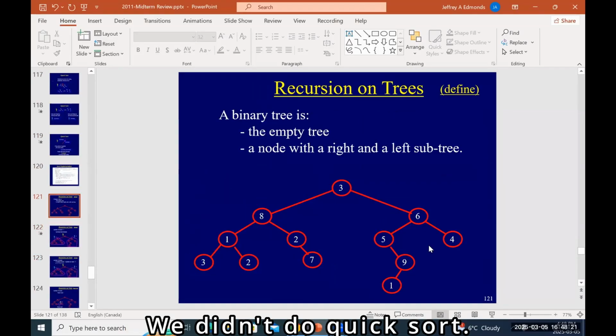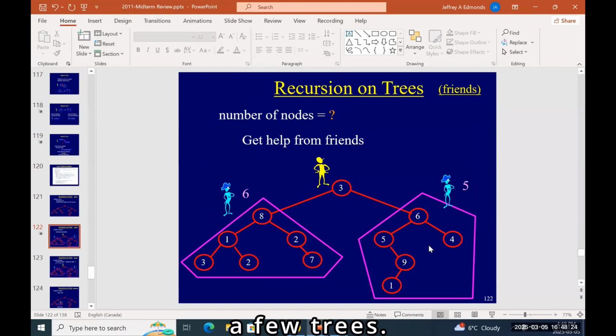We didn't do quick sort. Trees, right? We did quite a few trees. So whatever your problem is, I'm looking for, say, the number of nodes. I ask the left guy for the number of nodes, the right guy for the number of nodes, add their answers together, and add 1 because I'm counting my node in there. Right? Everybody get that? And you should know that even if I have a lot of children, the running time is order the number of nodes.